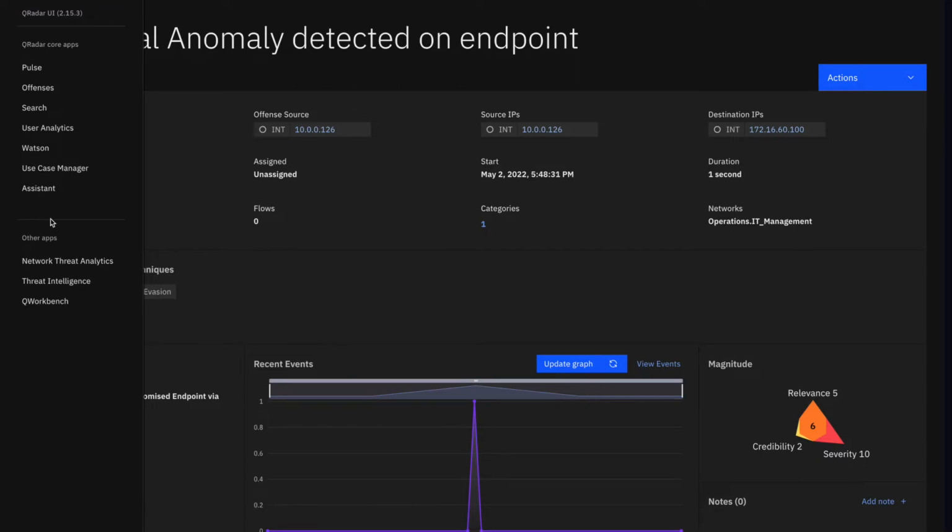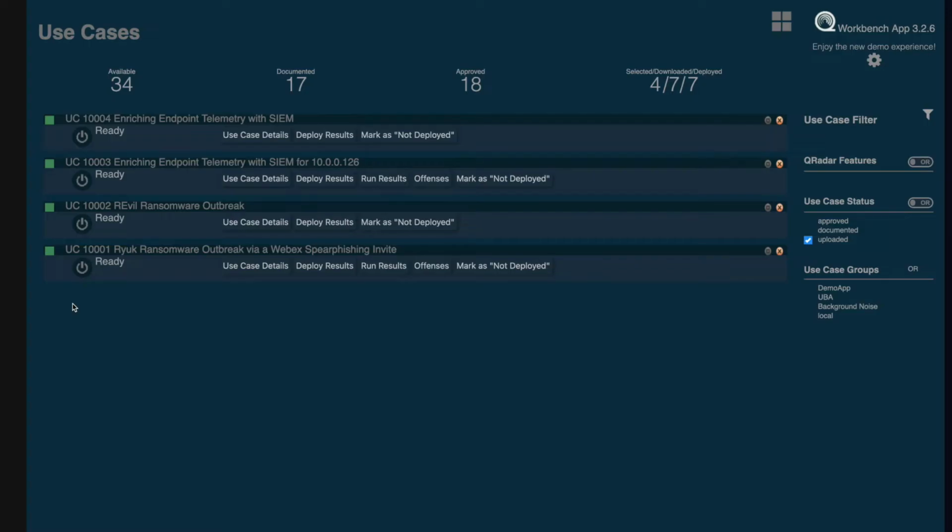So what I like to do is pivot to the QWorkbench app, which is an internal tool that allows us to essentially simulate network traffic, right? So what we would normally see on a day-to-day basis in our QRadar. And what we're going to do is enrich the endpoint telemetry with our SIEM for this endpoint IP that we previously mentioned.